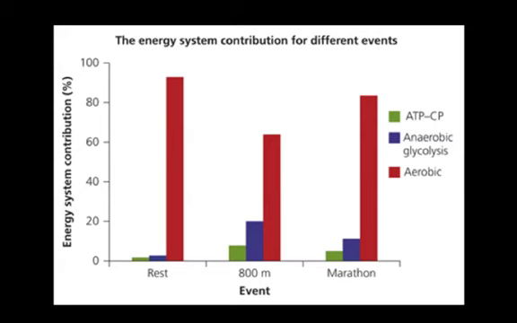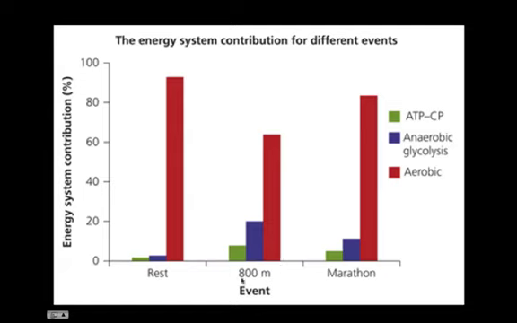Here this graph shows at rest that the dominant energy system is the aerobic, okay, contributing to about 90-95% of energy, whereas the anaerobic and ATP-PC system are still contributing to ATP resynthesis, but to a smaller degree.